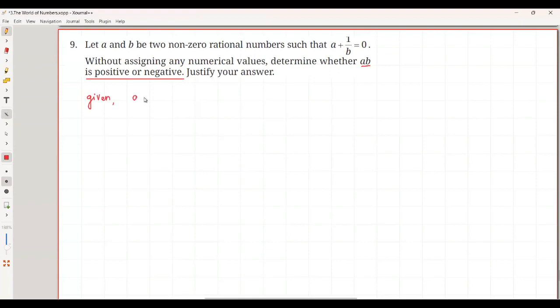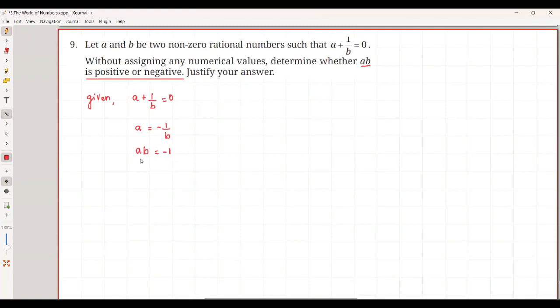A plus 1 by B is equal to 0 is given. It's very simple. Just take this 1 by B to the other side. So plus 1 by B will become minus 1 by B. Now take this B to this side, so division will become multiplication. So you'll be getting AB is equal to minus 1.